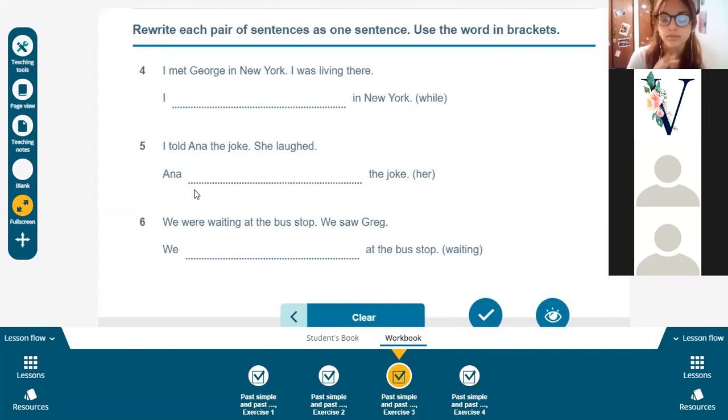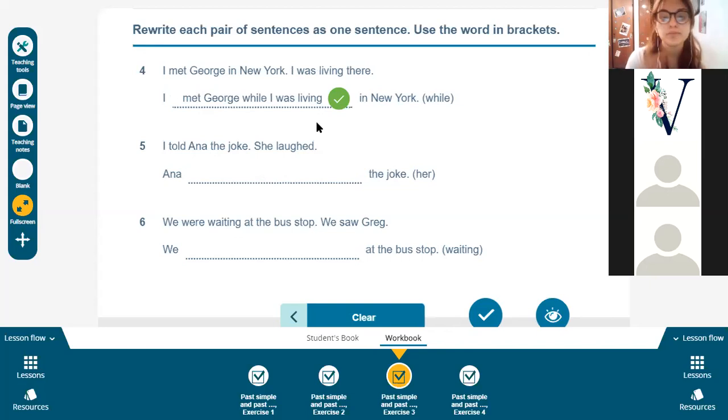I met George in New York. I was living there. I met George in New York while I was living there. Take a look. The sentence ends with in New York, so you may have to change. In this case, we say I met George while I was living in New York. Your sentence is not wrong, actually. You said I met George in New York while I was living in New York. It sounds a little repetitive, but it's not grammatically wrong. The best way to answer, though, is this one.